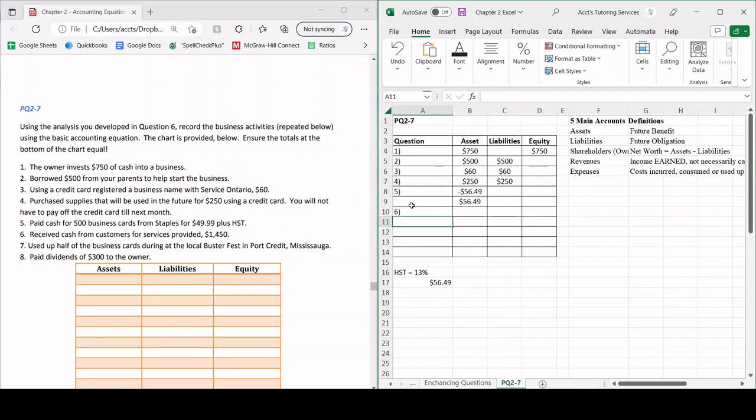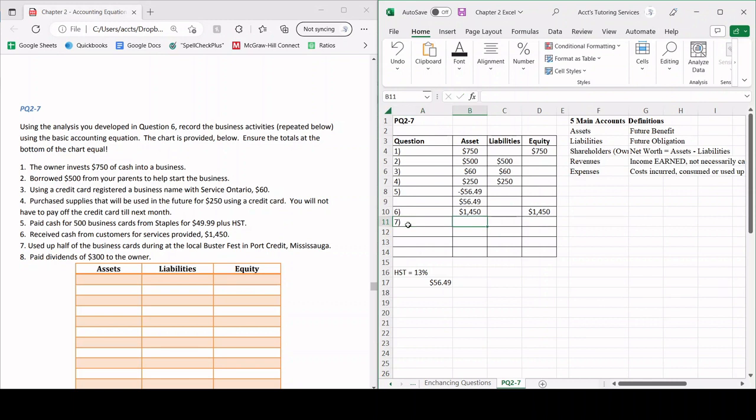Number 6 is receive cash from customers for services provided, $14.50. Assets are going to go up by $14.50. And since revenue is part of equity, revenue increases equity, that's going to go strictly into equity by $14.50.